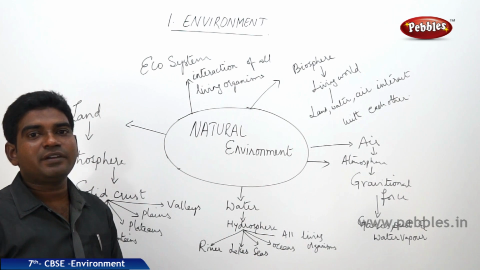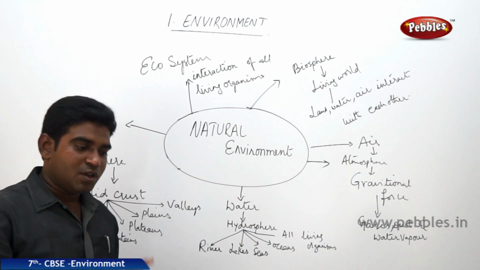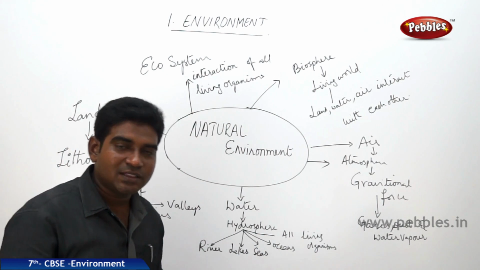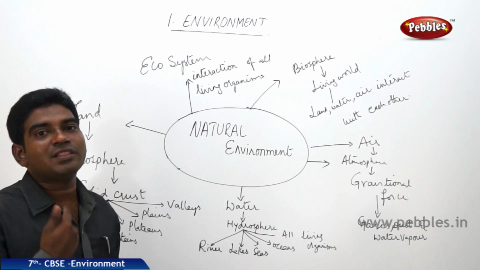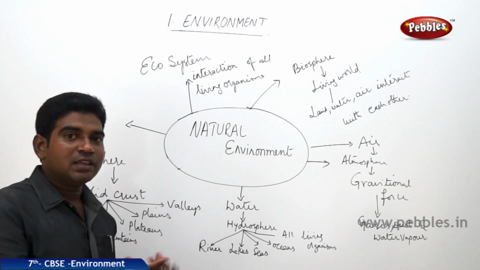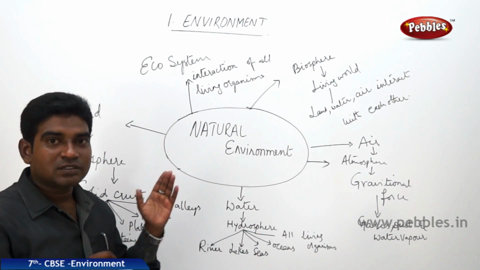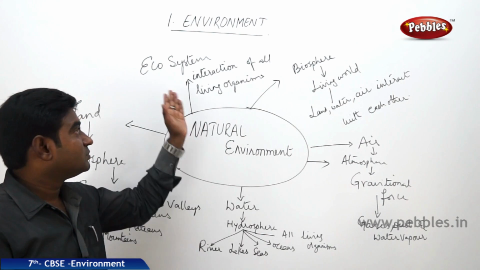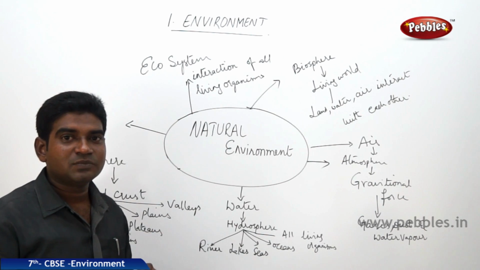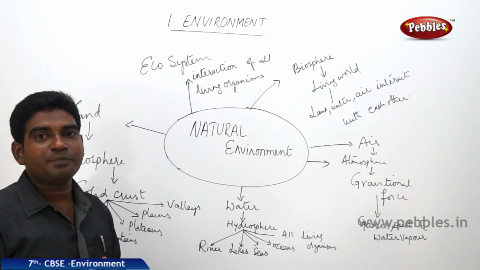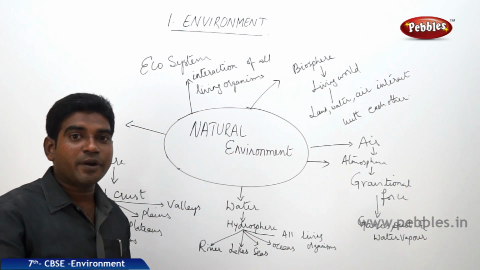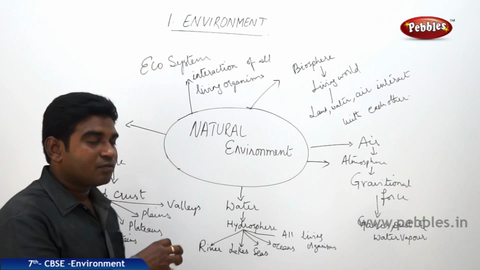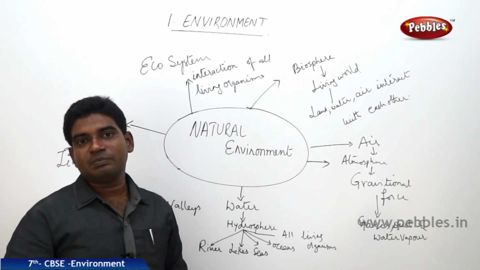The natural environment is a combination of all the important realms of the earth and the interactions of all the realms of the earth. That is the land, water, air, life, and the ecosystem. So this is an important part, and it shows how important all of these are for a human to survive on this planet.